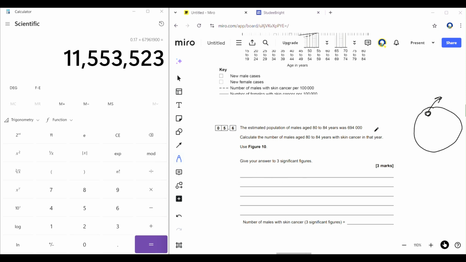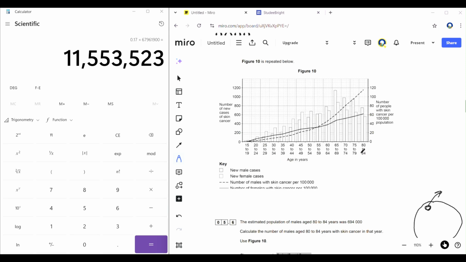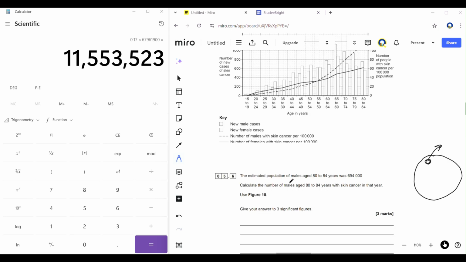So it has been rounded to 3 significant figures. Right, so you simply go up to 80 to 84. We're not looking at anything else on this graph, nothing else, because that will confuse you. Calculate the number of males, 80 to 84.